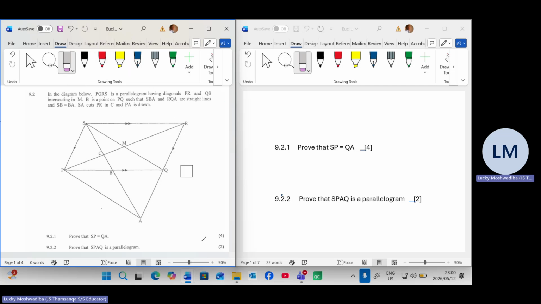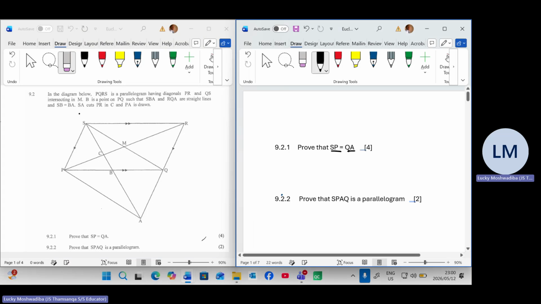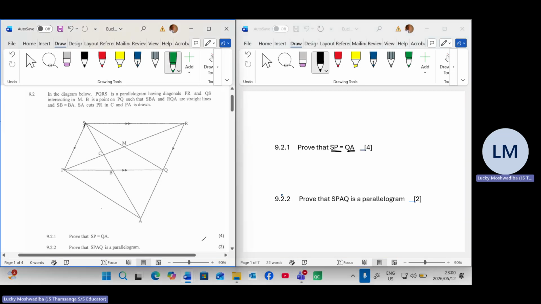Now, let us check the first question for 4 marks. We have to prove that SP is equal to QA. How can we go about that? Where is SP? Here is SP on our diagram. We want to show that SP is the same in length as QA. How can we do that?